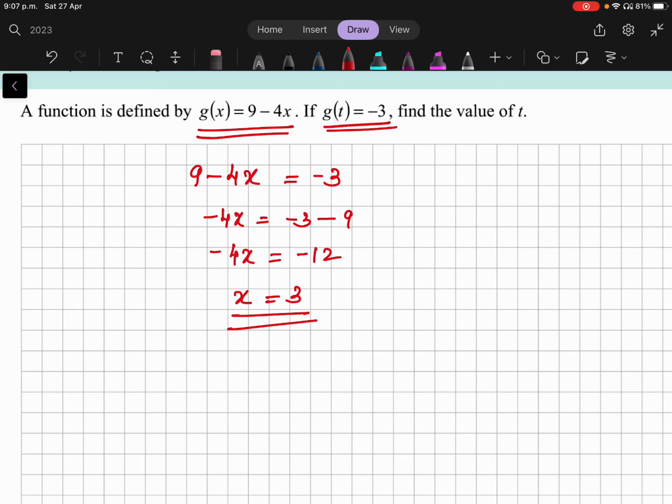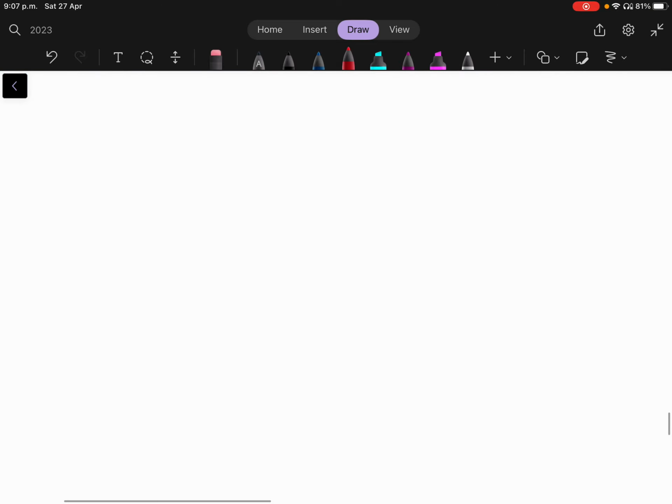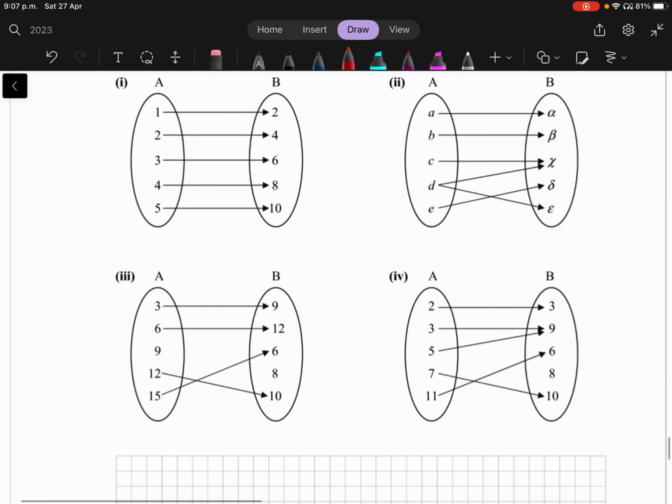Okay, there's one change here. Even if you write this, it will be fine. But here, what they are mentioning is g(t) = −3. So instead of putting it with x values, it will be good if you put 9 − 4t = −3, do all the calculation and write t as 3, because they have mentioned the value of t. Otherwise, the calculation is correct. Ideally, you should get marks even if you do it with x.